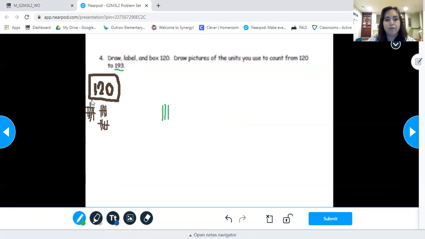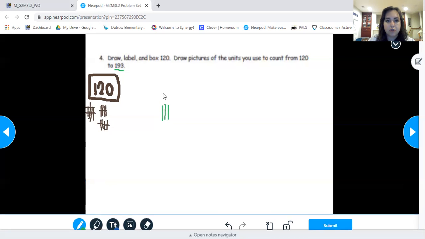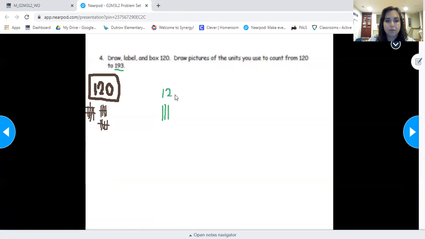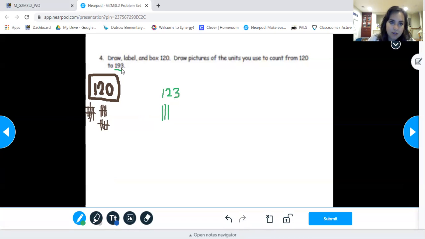So now what number do I have? 100, 110, 120, 121, 122, 123. I'm going to write that above. Okay. So now my ones have the exact same digit in them. I have a 3 in my ones place in 123. I have a 3 in my ones place in 193.